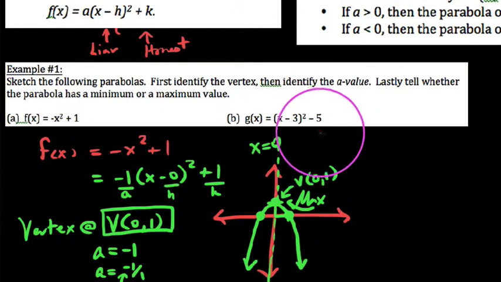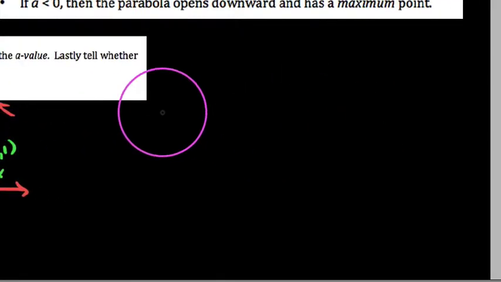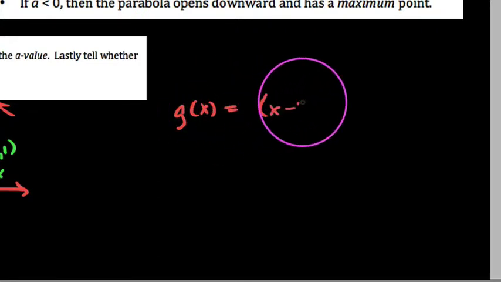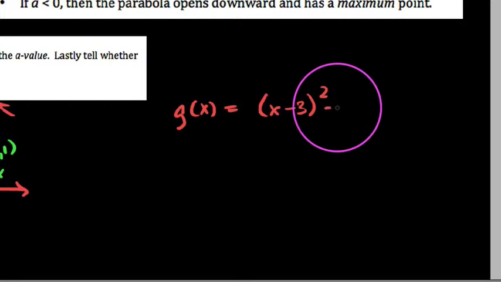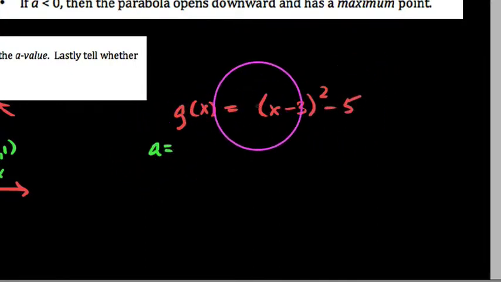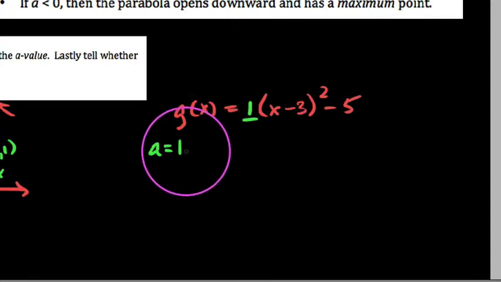Okay, so real quick, let's go ahead and take a look at the second example. We say g of x is defined as the function (x minus 3) quantity squared minus 5. We can identify that our a value in this instance is 1, or 1 over 1 if you will.